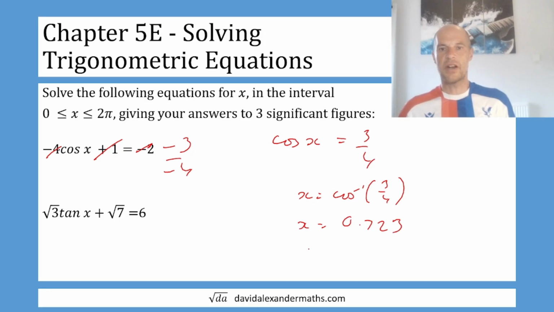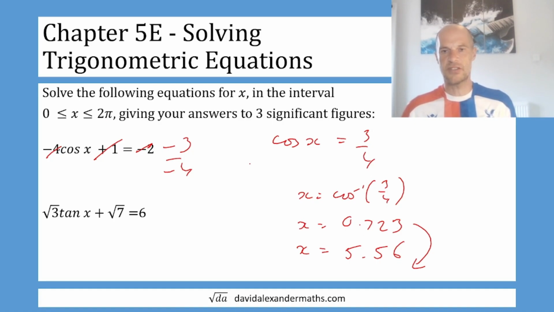0.723. And my next solution is going to be this primary subtracted from 2 pi. Remember, for cos we subtract from 2 pi, for sine we subtract from 1 pi, so x is 5.56. And if I add 2 pi onto my first solution, that will take me above 2 pi, so I know that will be beyond the limit.